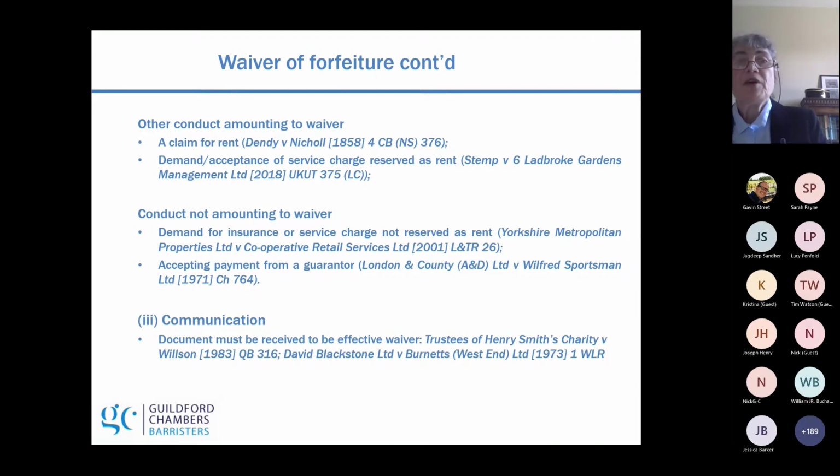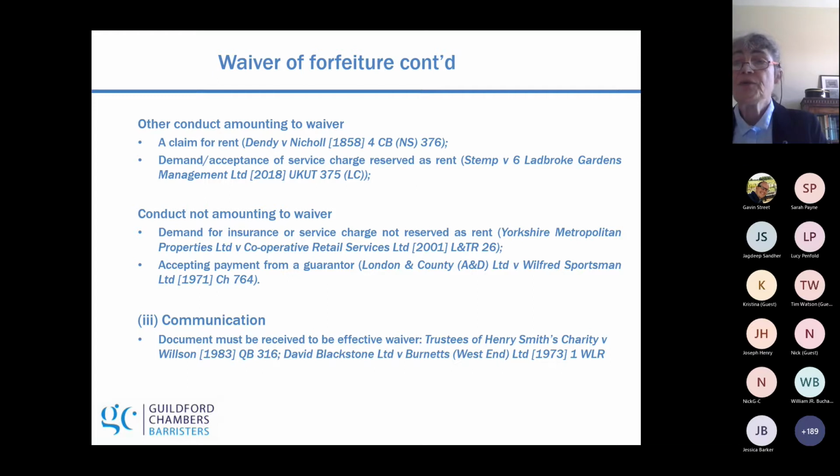So, other conduct amounting to waiver which is rent related: these are examples outside the special category of demand and acceptance of rent. They illustrate the principle that there is no plausible explanation of the landlord's conduct, but that he is treating the lease as subsisting. Serving proceedings claiming rent arrears without an accompanying claim for forfeiture will be a waiver of the right to forfeit for the rent claimed, as will a demand for a service charge reserved as rent. Perhaps that's not surprising in the light of my previous comments.